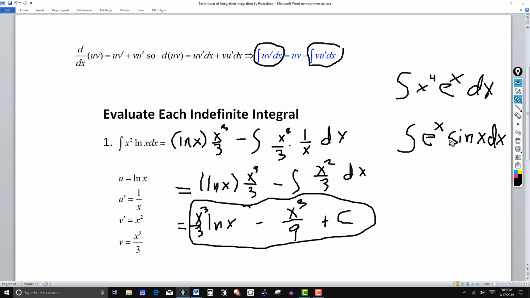So you can have problems where you'd have to use integration by parts several times before you get the same answer. Or you might have one where the original integral repeats, and you do a little bit of basic algebra to solve the problem. So we'll consider some more examples on future videos.